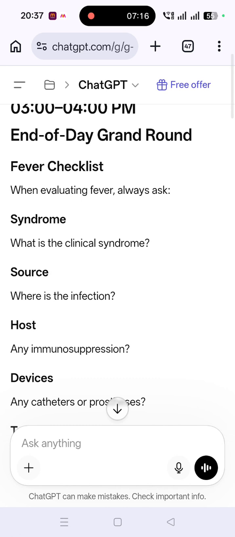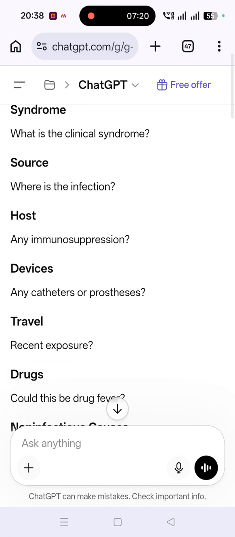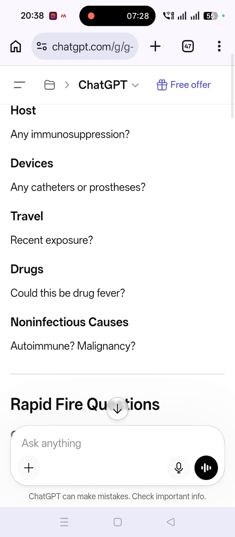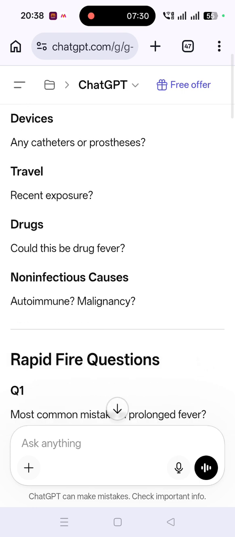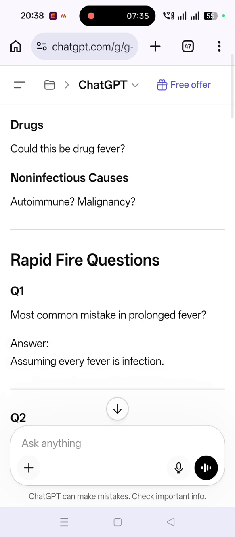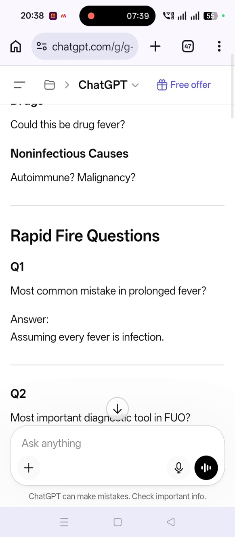When evaluating fever, always ask what the clinical syndrome is. Where the infection source is, is important. For the host, is there any immunosuppression history? Are there devices, any catheter or prosthesis? Is there any travel history? Is there any drug history, because it can be a drug fever? Non-infectious causes like autoimmune disease or malignancy may also be there.